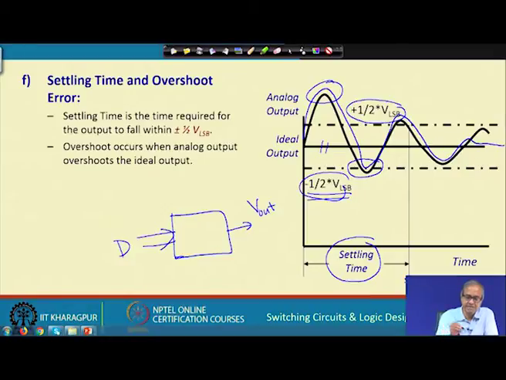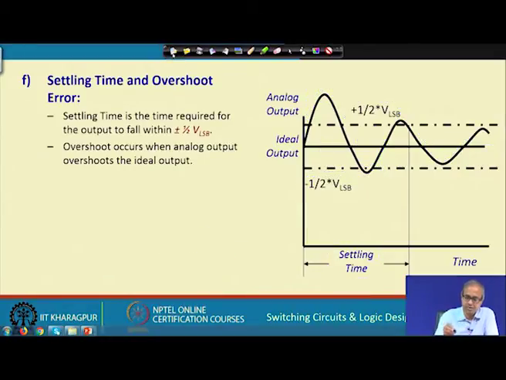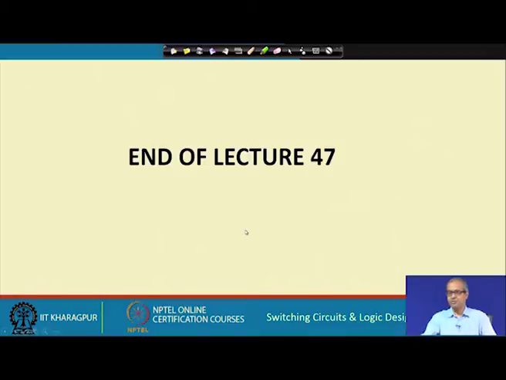So, these are the different kinds of errors that may occur in a digital to analog converter. With this we come to the end of this introductory lecture. From the next lecture onwards, we shall be talking about how to design first digital to analog converters, then we shall talk about analog to digital converters.